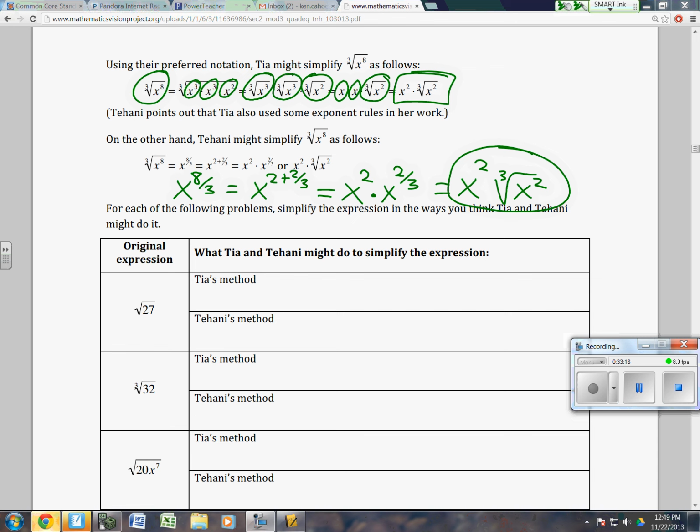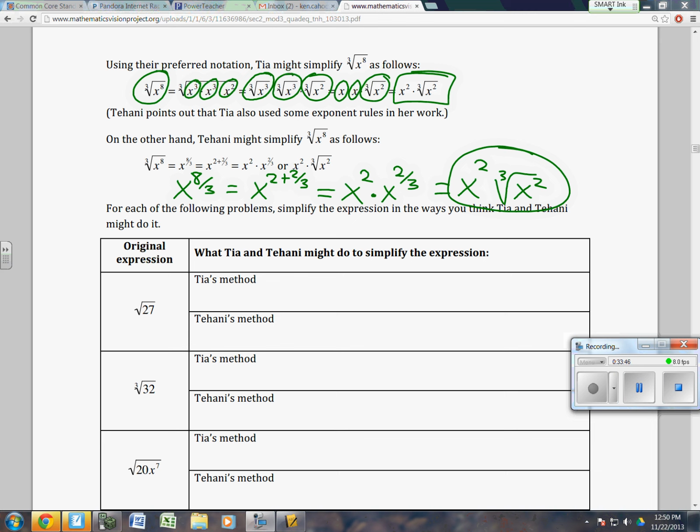Which way do you guys like better? Top one or bottom one? If you like the top one better, raise your hand. If you like the bottom one better, raise your hand. Okay, so some of you like the top one better, and some like the bottom one better. Personally, I like the bottom one better, but there are times I like the top way better, depending on the problem. But I think rational exponents are easier to work with. That's why we have them, because it makes it easier to work with.